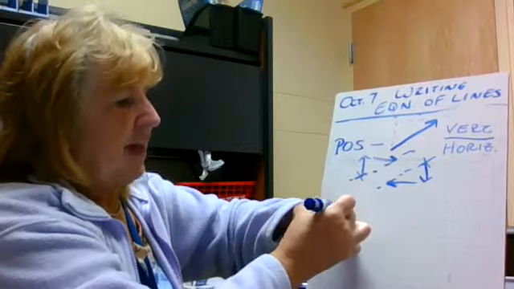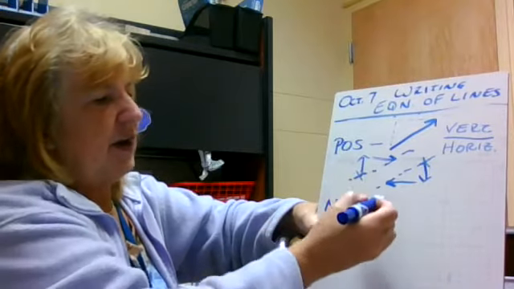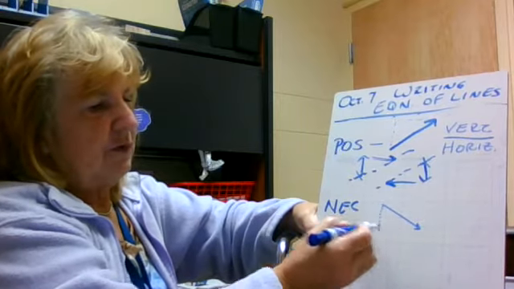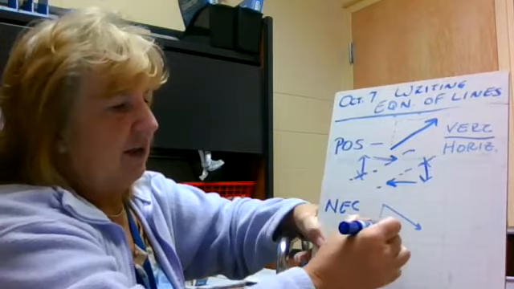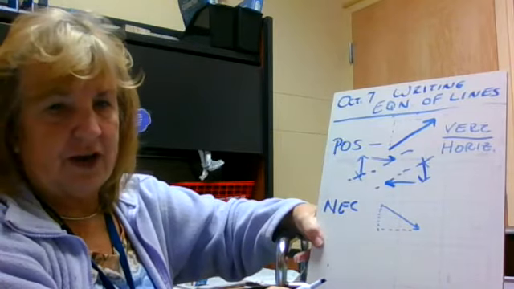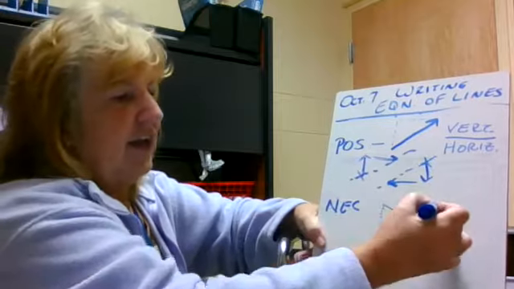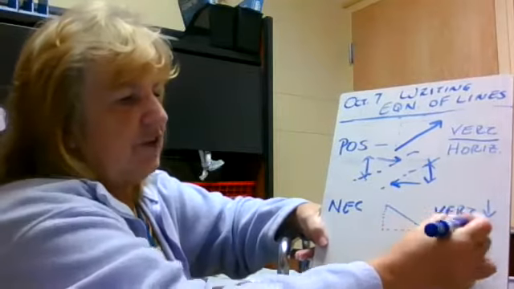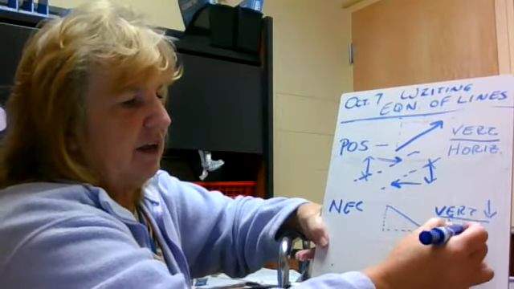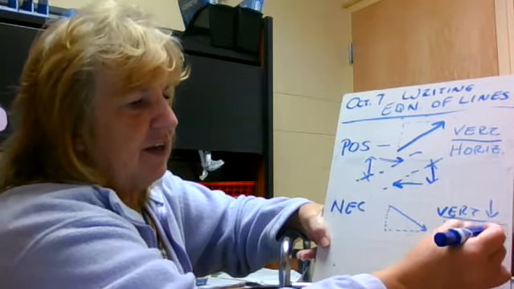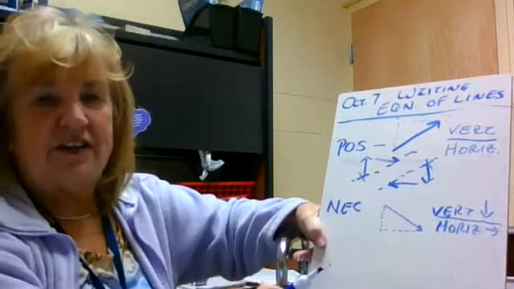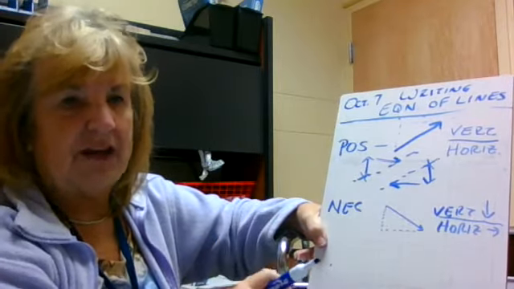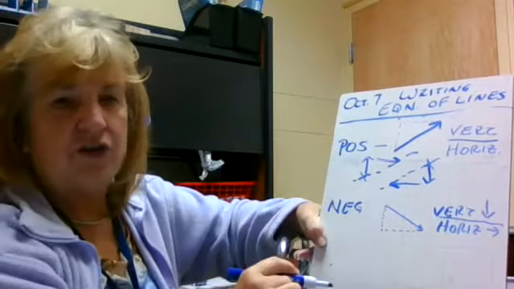Negative is just the opposite of that. A negative one, the line falls. So its vertical movement will be down and the horizontal movement will be to the right. So again, the vertical movement will be down, the horizontal movement will be to the right. Well, down is negative, right is positive. Well, negative and a positive make a negative slope.